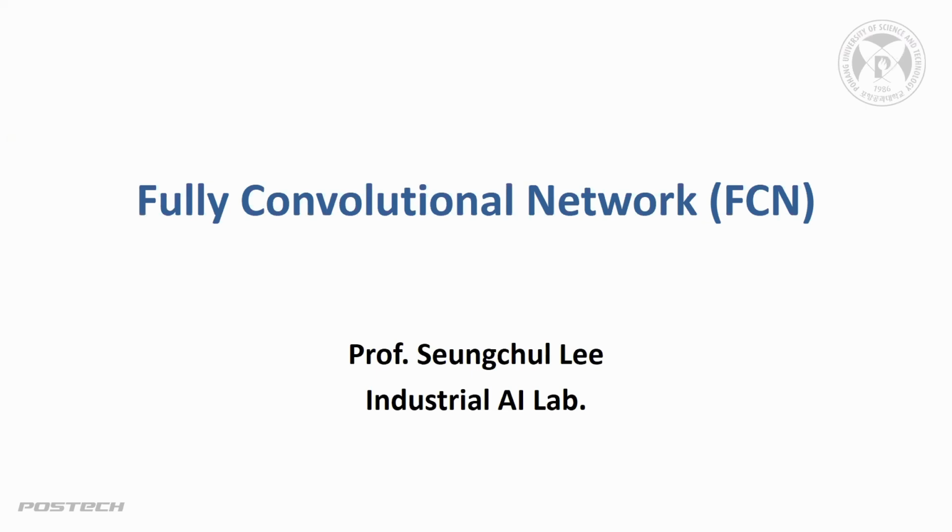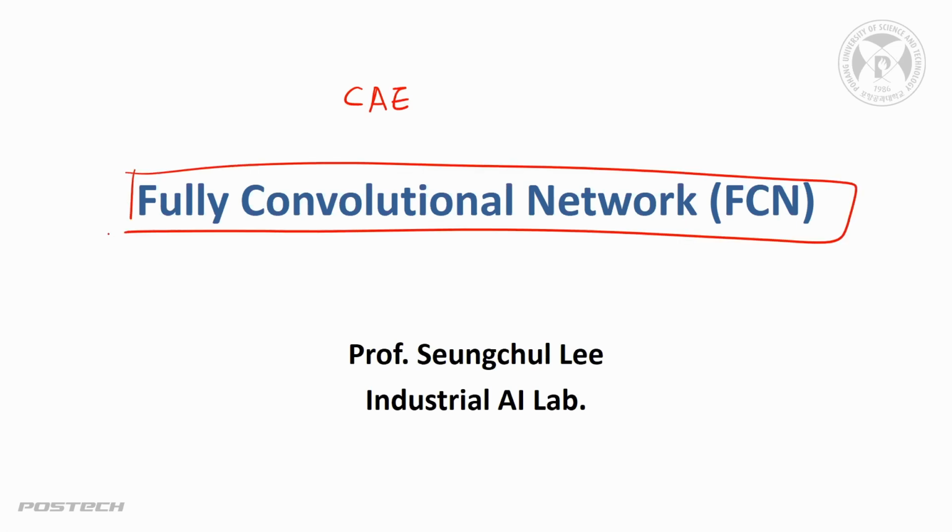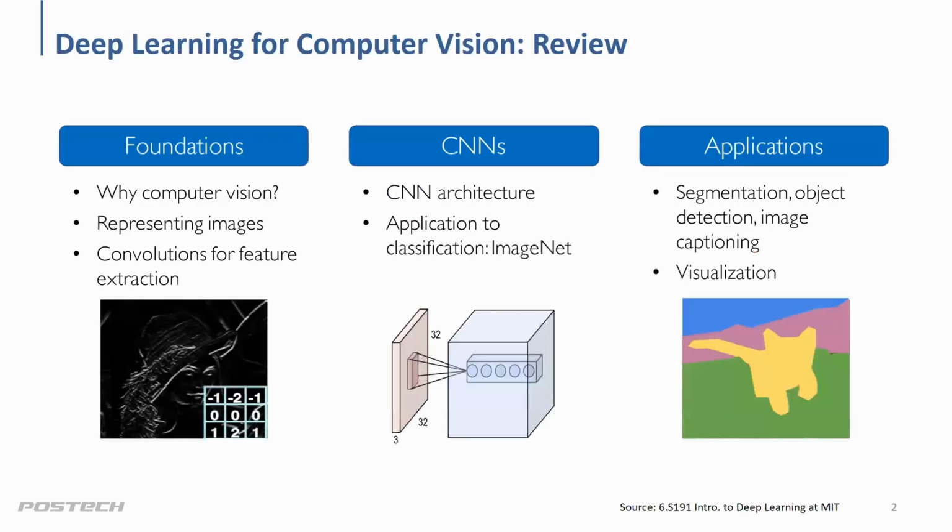Actually, the reason that I introduced the CAE is because I want to do this one. It's a fully convolutional network, so we call it FCN. There is no dense layer inside, and I'm going to tell you in a minute what FCN does.